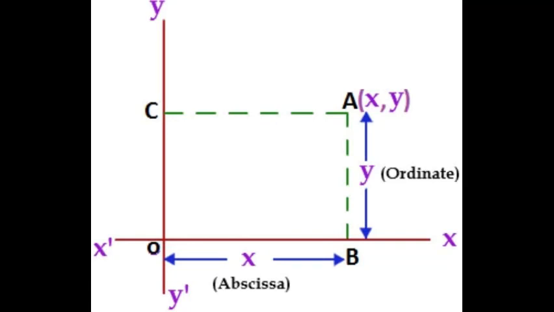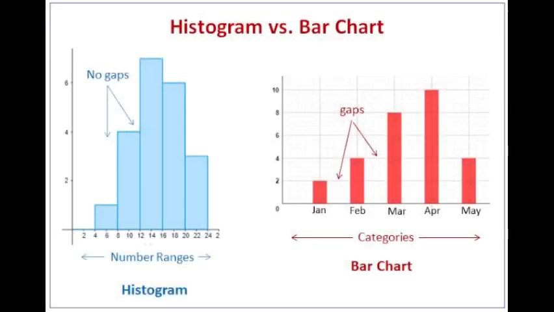Now next we come to the next type of graphical pattern they have used, the histogram. So what is a histogram? In a histogram we just plot it like that on x and y. But histograms and bar charts look totally similar, so what is the difference? In histograms, there will be no gaps. In bar graphs, there will be gaps between the plottings.